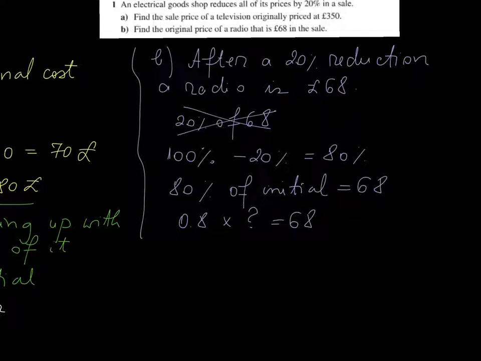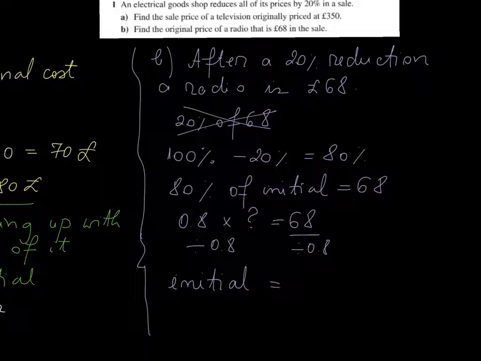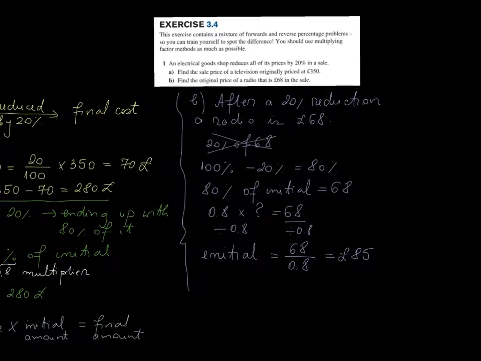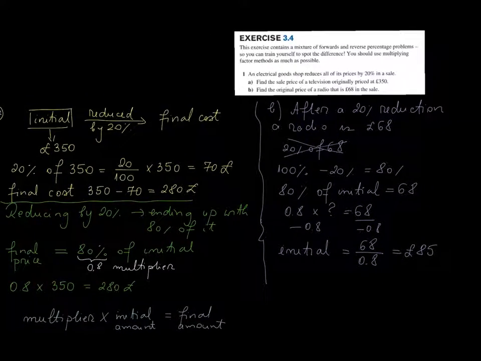Now, in order to find the initial, I will need to divide by 0.8 both sides. So the initial price before the reduction is 68 divided by 0.8. Using my calculator, I get £85. You can check by applying a 20% reduction to the £85 that our result is correct. Does it make sense? Yes, the initial should be bigger than the final because we had a reduction.